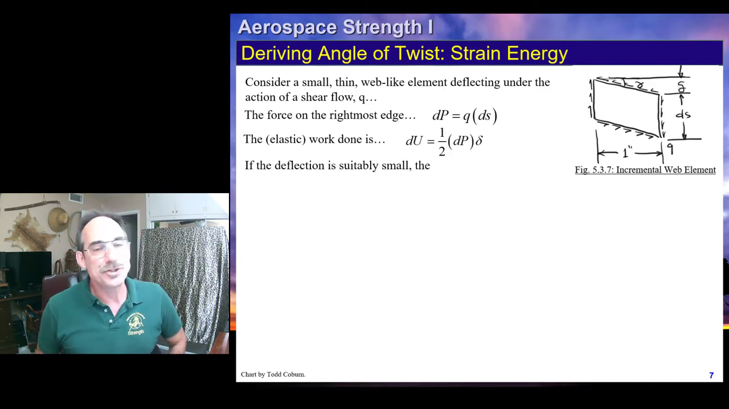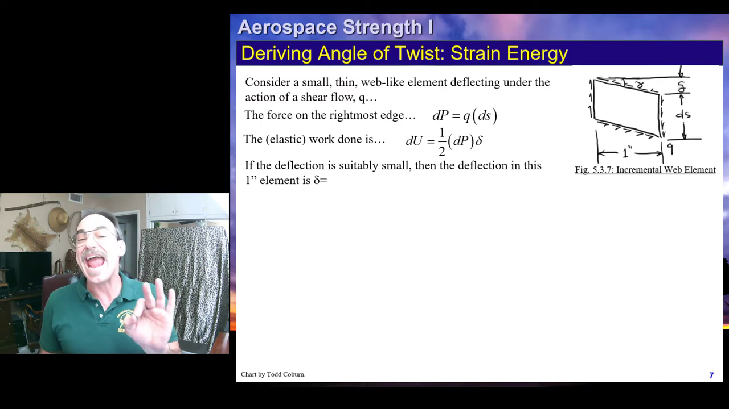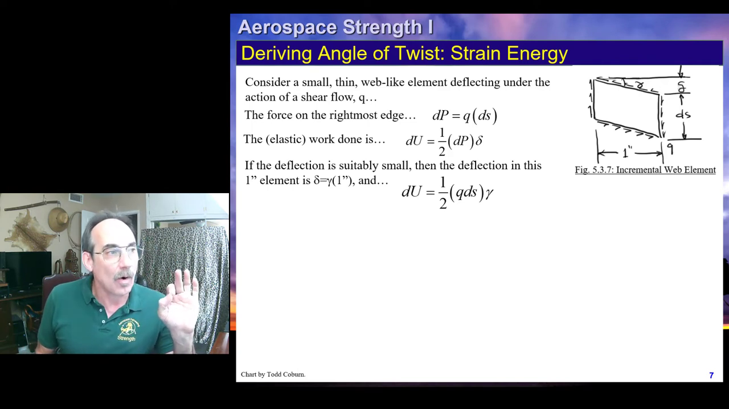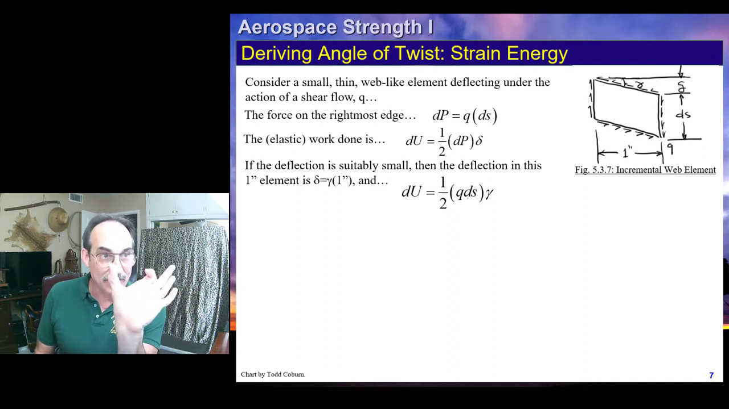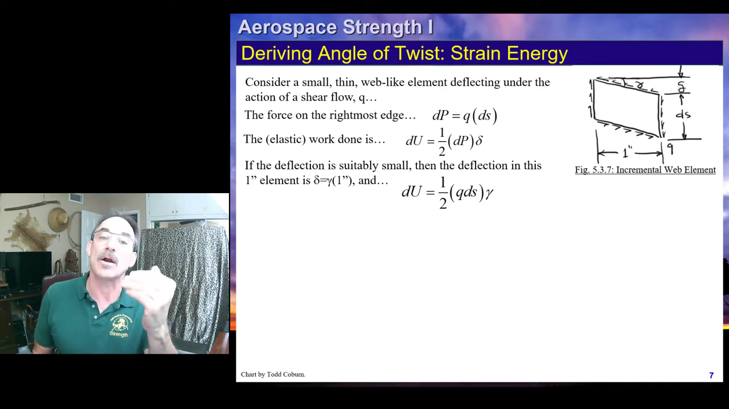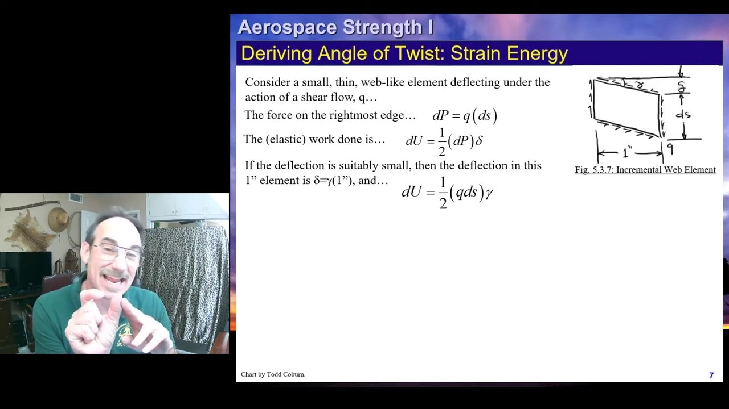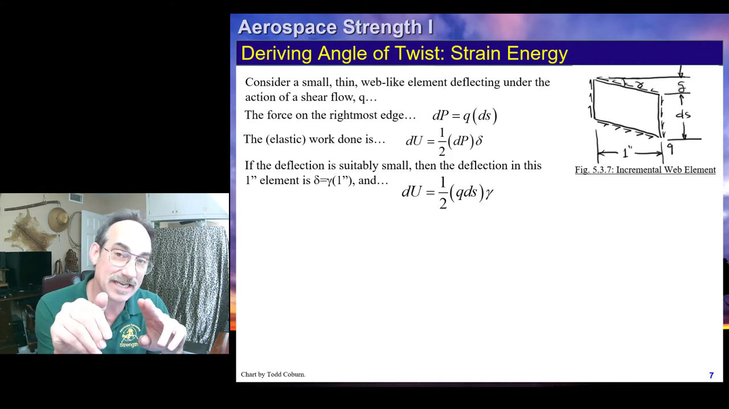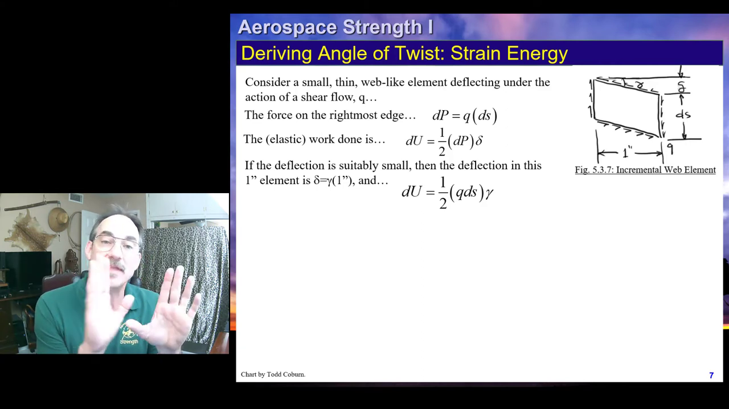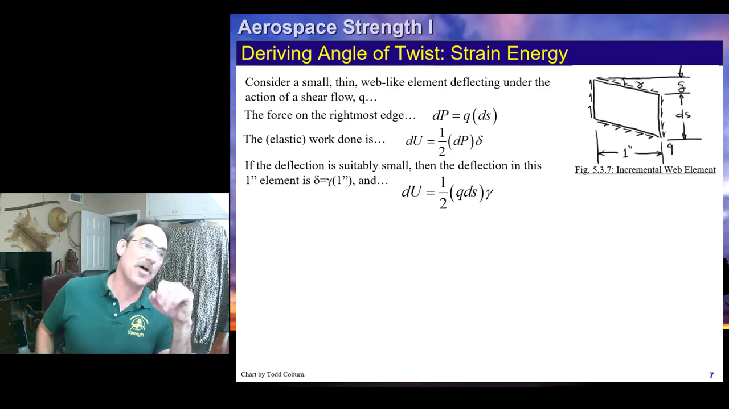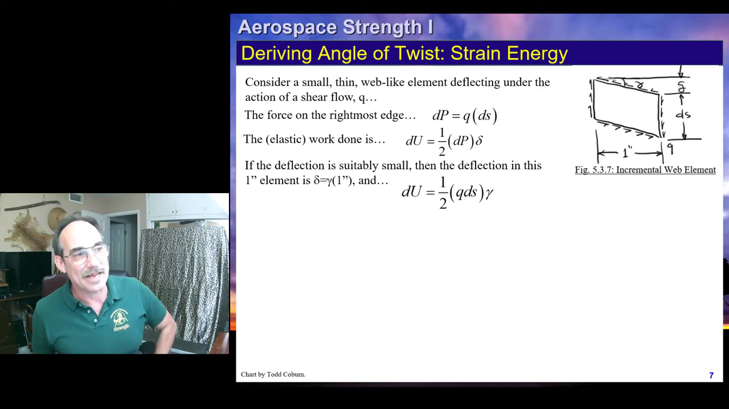If the deflection is suitably small, which means tiny, minuscule, but we'll just pretend that any deflection is close enough for government work, then our element is going to deflect that length of the element, which is one in this case, times our shear strain. Because tangent gamma equals opposite over adjacent, and if it's a really small angle, then theta is just equal to opposite over adjacent. We can solve that for a small angle by just saying delta equals gamma times 1.